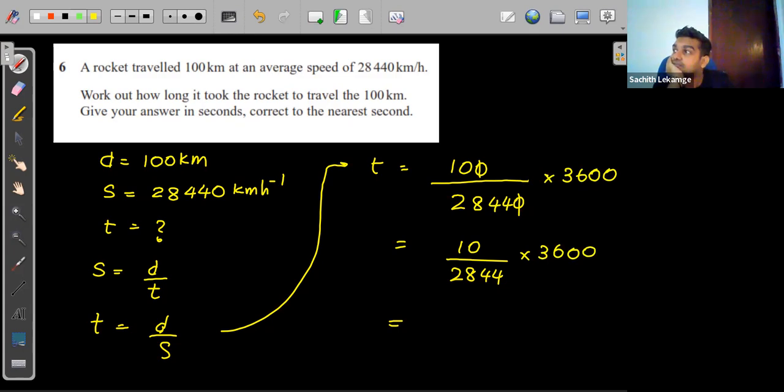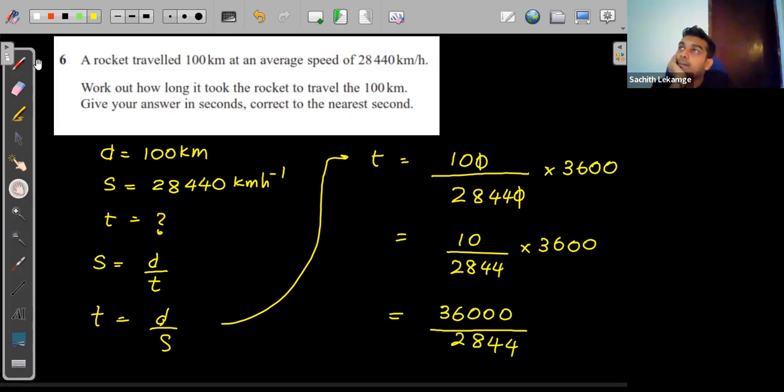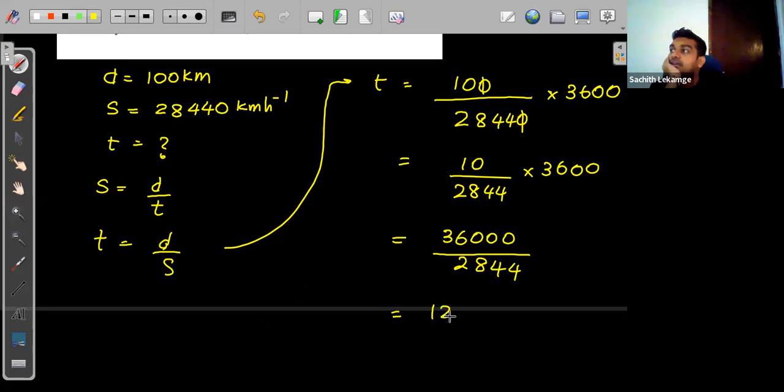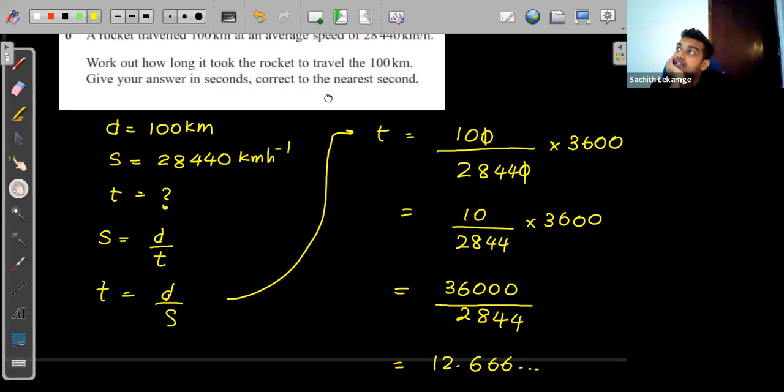Okay, what is it? What is that? 12.12 recurring 6. They say get it to the nearest second, which means 30.